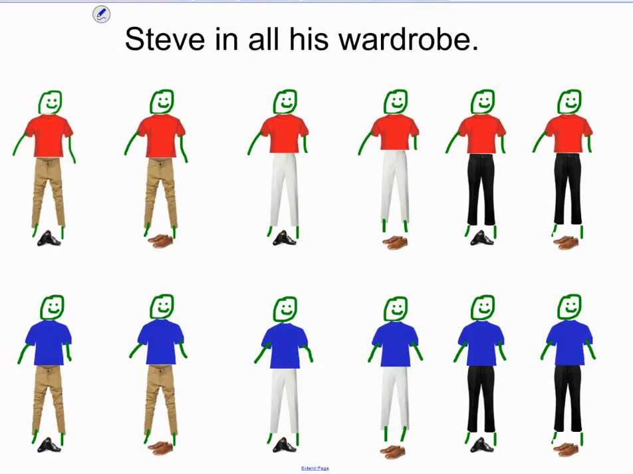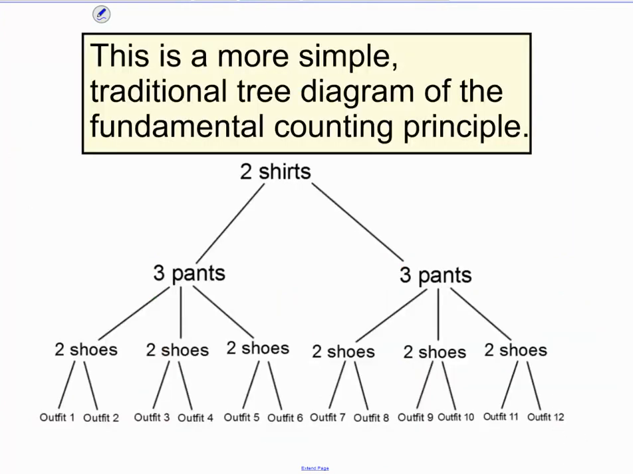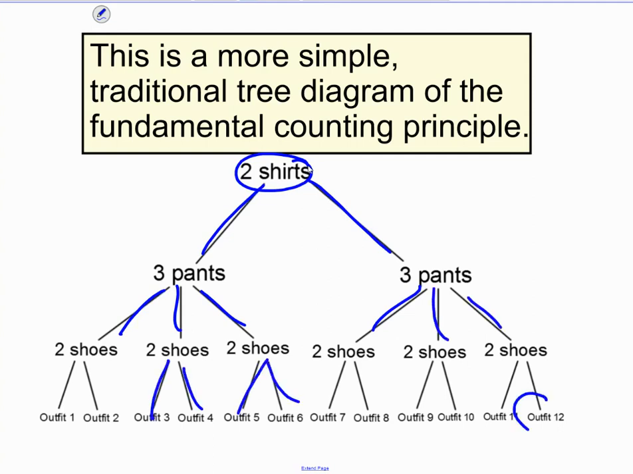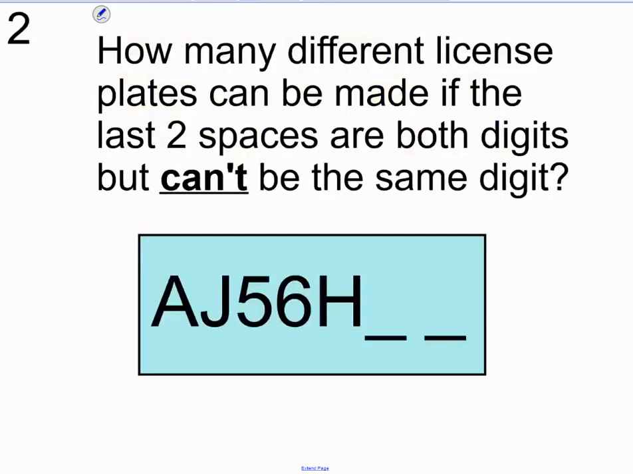Here is Steve in all his wardrobes. I mean, what a handsome guy. This is a more simple, traditional tree diagram where you would take the shirts and you'd split them into 2, the pants into 3, and then the shoes into 2 and whatnot. You'd come up with 12 outfits.